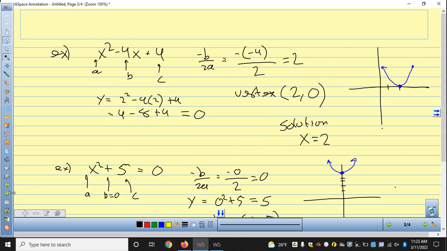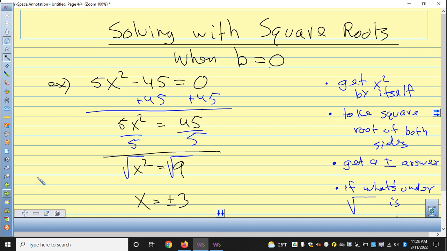Did we give that a special name in our last chapter of factoring or not? That x squared? No, never mind.